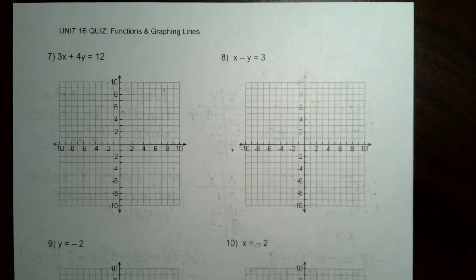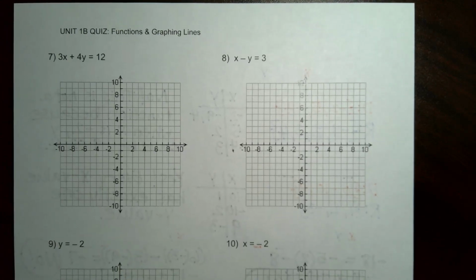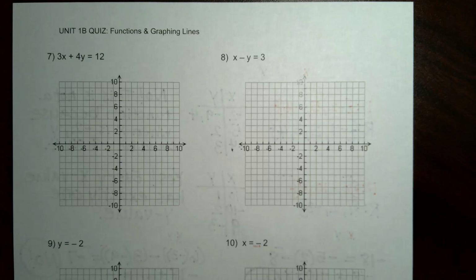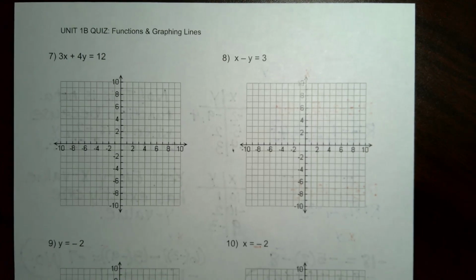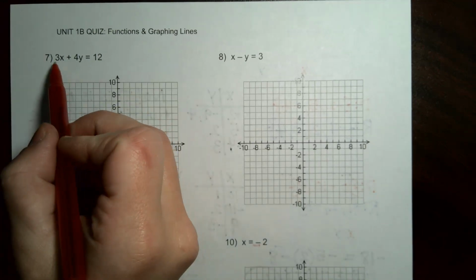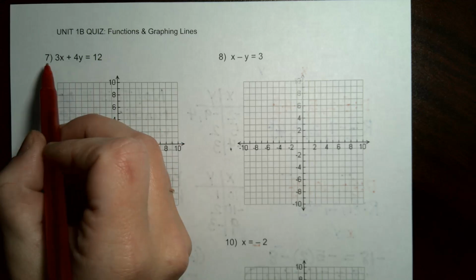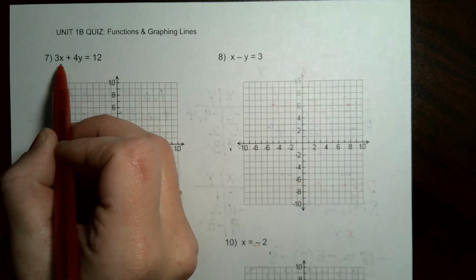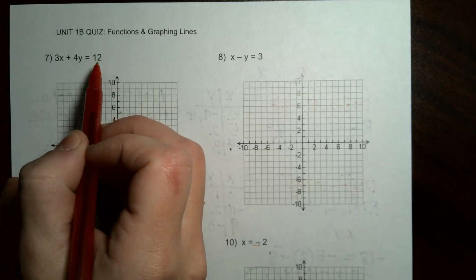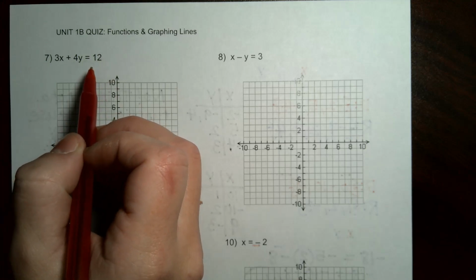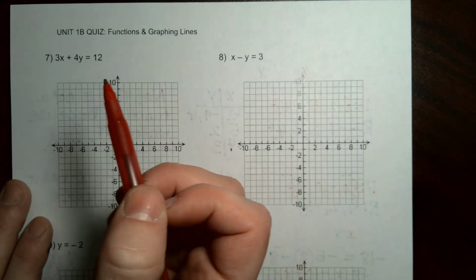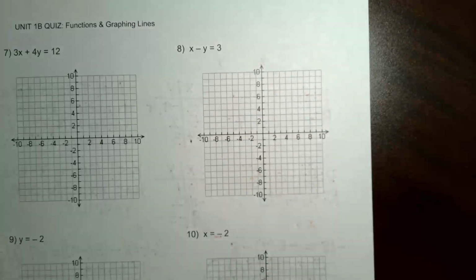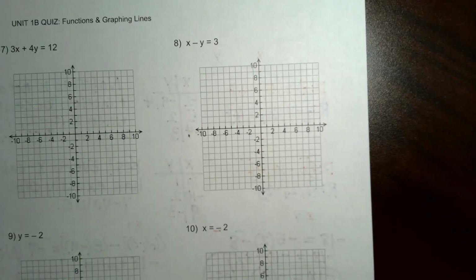7 and 8 are a little trickier because we are not given the equation in slope-intercept form already. These are in standard form. AX plus BY equals C. So we're going to have to do something different here. And here are your options. I'm going to write them out to the side for you.